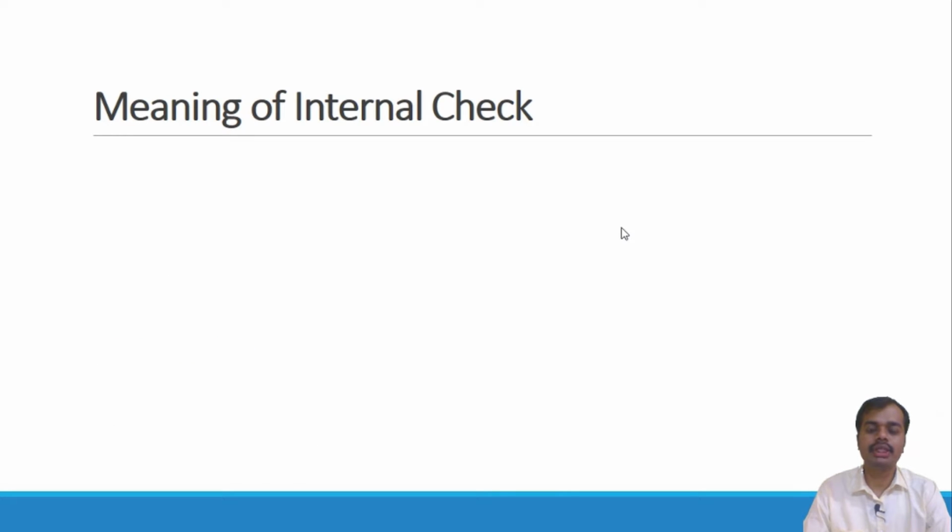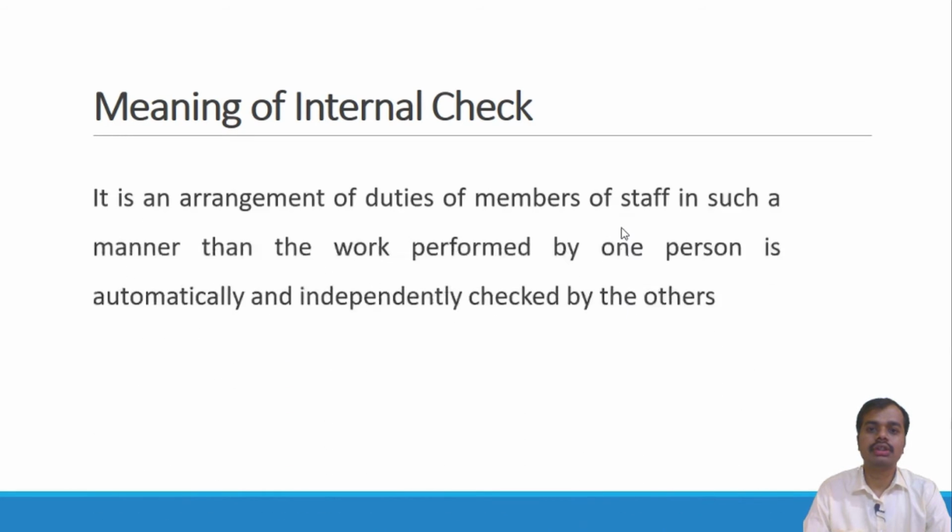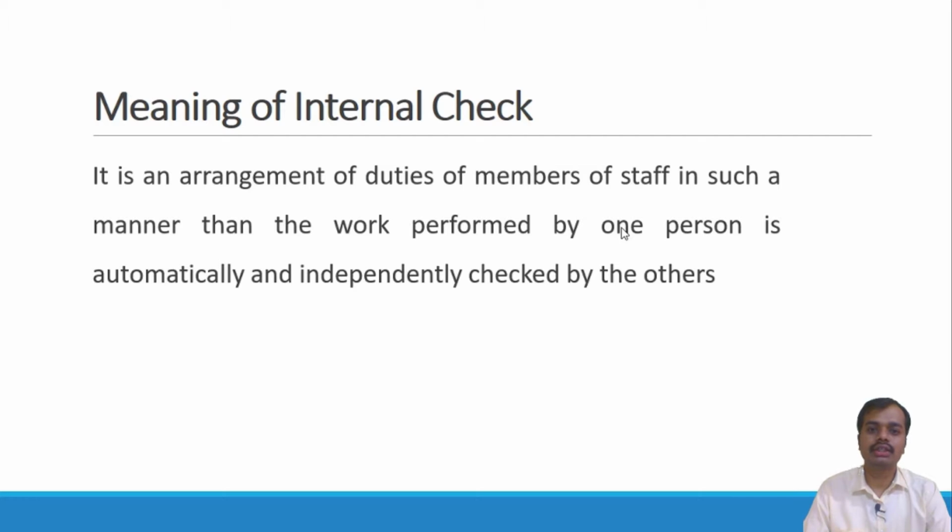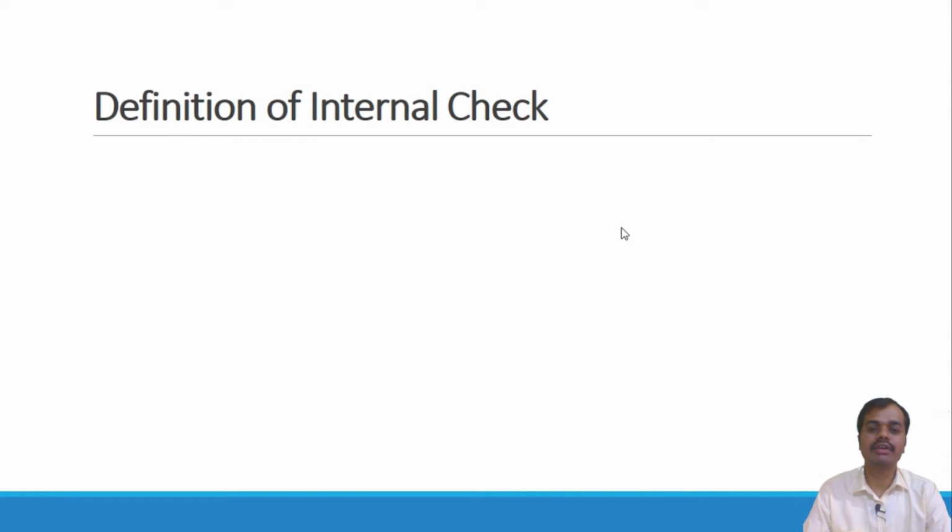Let's start with the meaning of internal check. Internal check is an arrangement of duties of members of staff in such a manner that the work performed by one person is automatically and independently checked by the others. Let's see the definition of internal check.